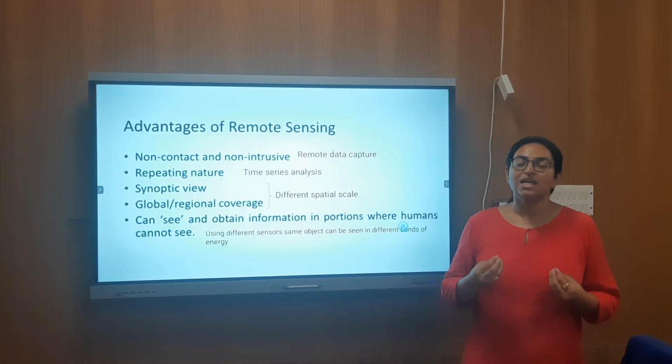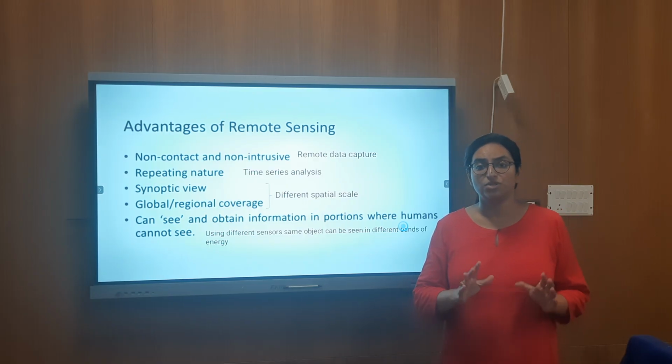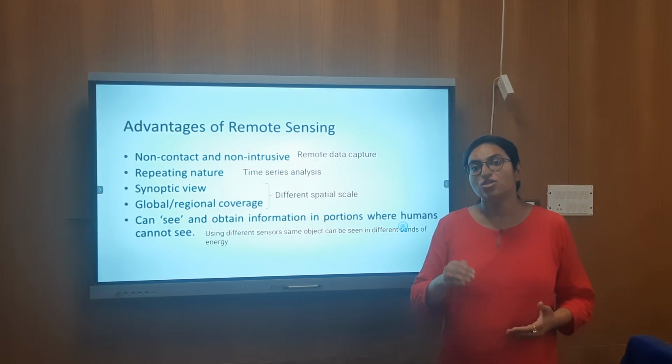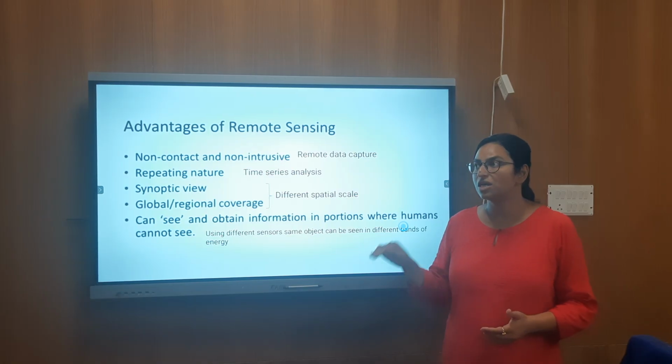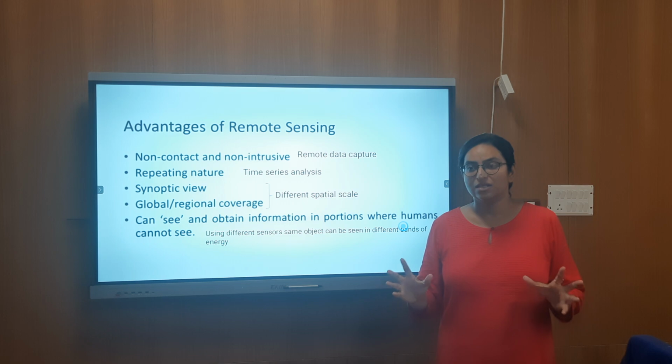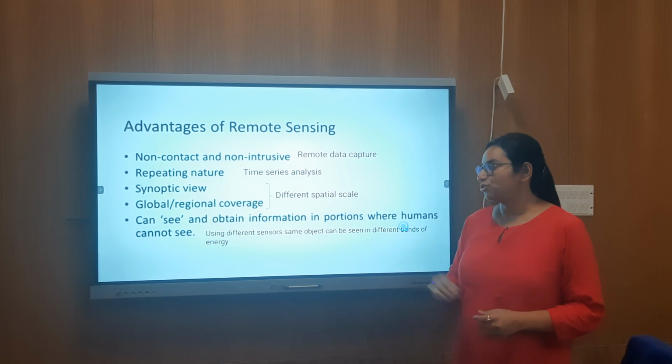Suppose there is a certain indigenous tribe, and the area where they live, we want to keep it pristine, we do not want to intrude there. So in those areas also we can monitor their activities without changing the natural system of that area by remote sensing, remote data capture.